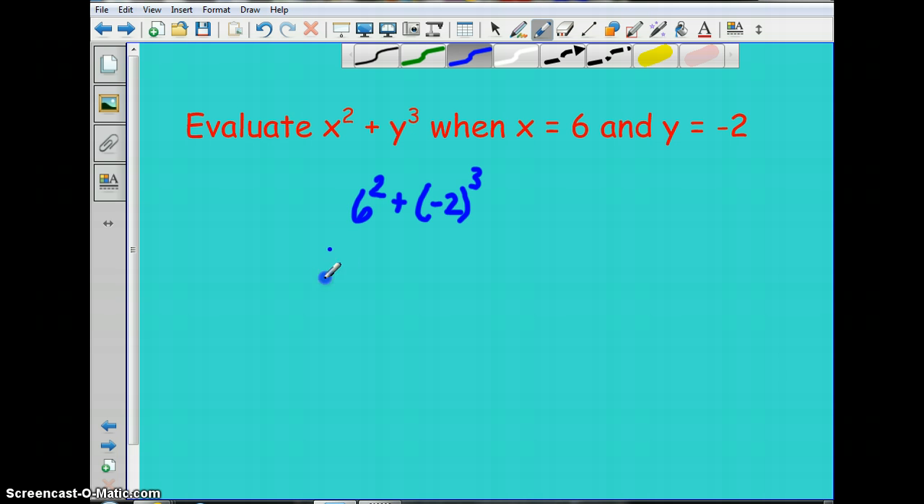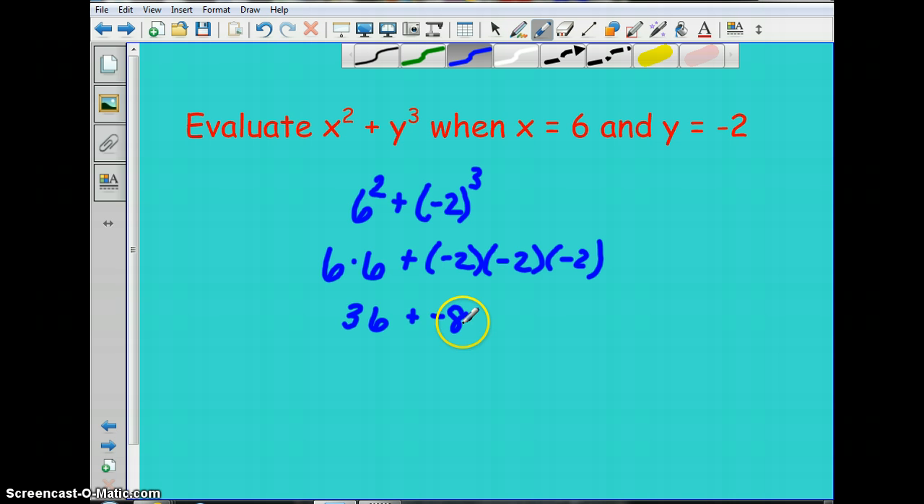So when we solve this, 6 to the second power means 6 times 6. And negative 2 to the third power means negative 2 times negative 2 times negative 2. So 6 times 6 is 36. And then negative 2 times negative 2 is 4. And 4 times negative 2 is a negative 8. So we have 36 plus a negative 8 equals 28. So you should have gotten 28 for that one.